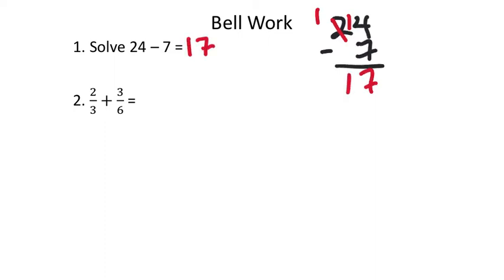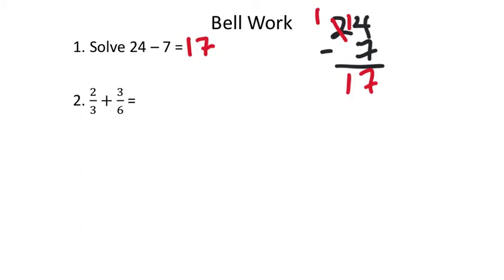All right, so for this first problem, 24 minus 7, you can stack that and subtract if you need to. It's just the 4 minus 7, you got to borrow from the 2. 14 minus 7 is 7. Drop the 1, get 17. Boom, there's your difference.